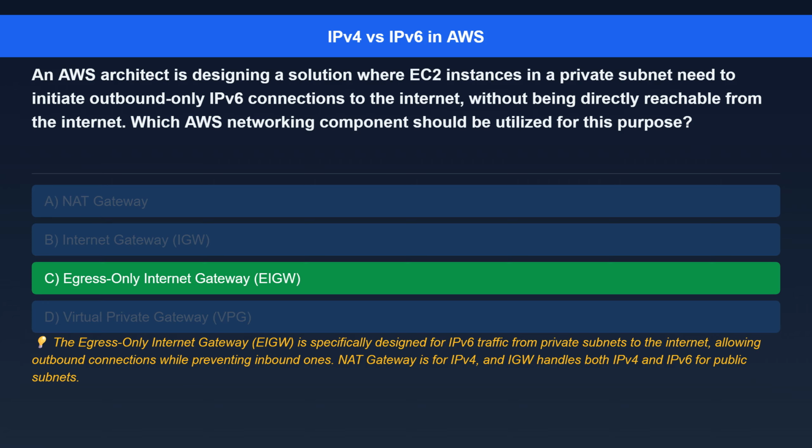The correct answer is Egress-only Internet Gateway, EIGW. Here's the explanation. The Egress-only Internet Gateway, EIGW, is specifically designed for IPv6 traffic from private subnets to the Internet, allowing outbound connections while preventing inbound ones. NAT Gateway is for IPv4, and IGW handles both IPv4 and IPv6 for public subnets.